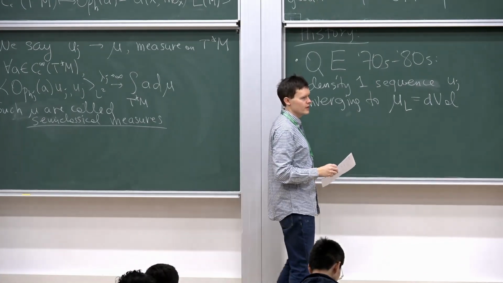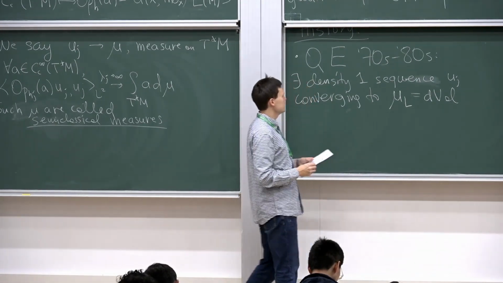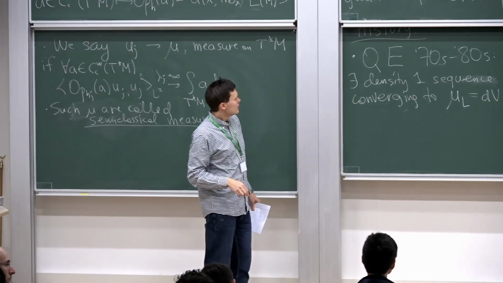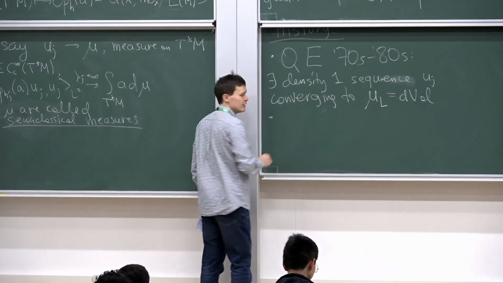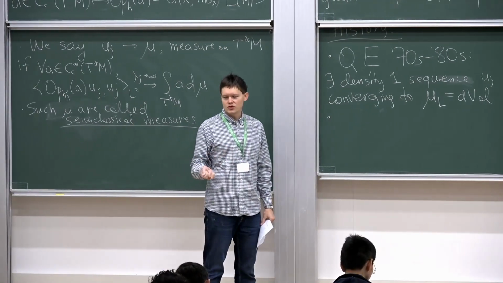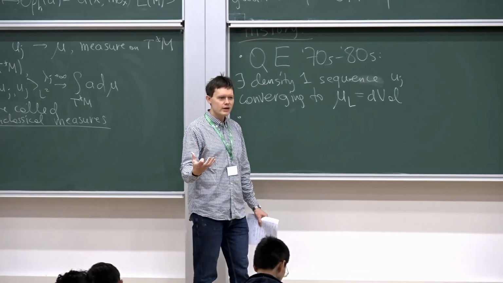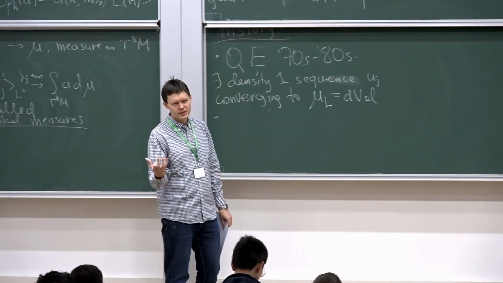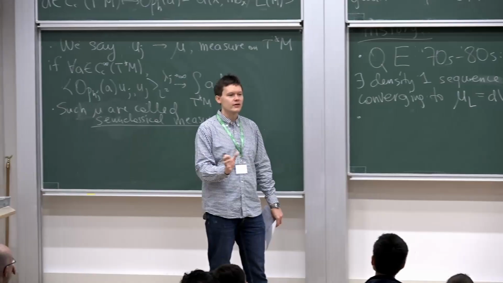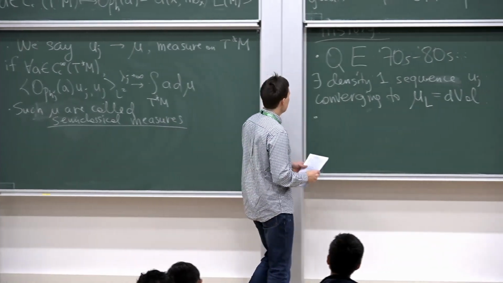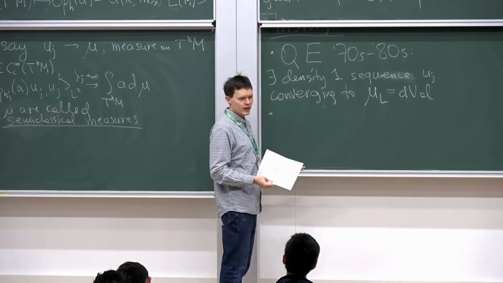There is one invariant measure like that. That's called the Liouville measure. So most eigenfunctions, what we would say, equidistribute. The probability of finding a quantum particle in some set in position momentum space becomes proportional to the volume of that set. Now, what about the rest of the eigenfunctions?